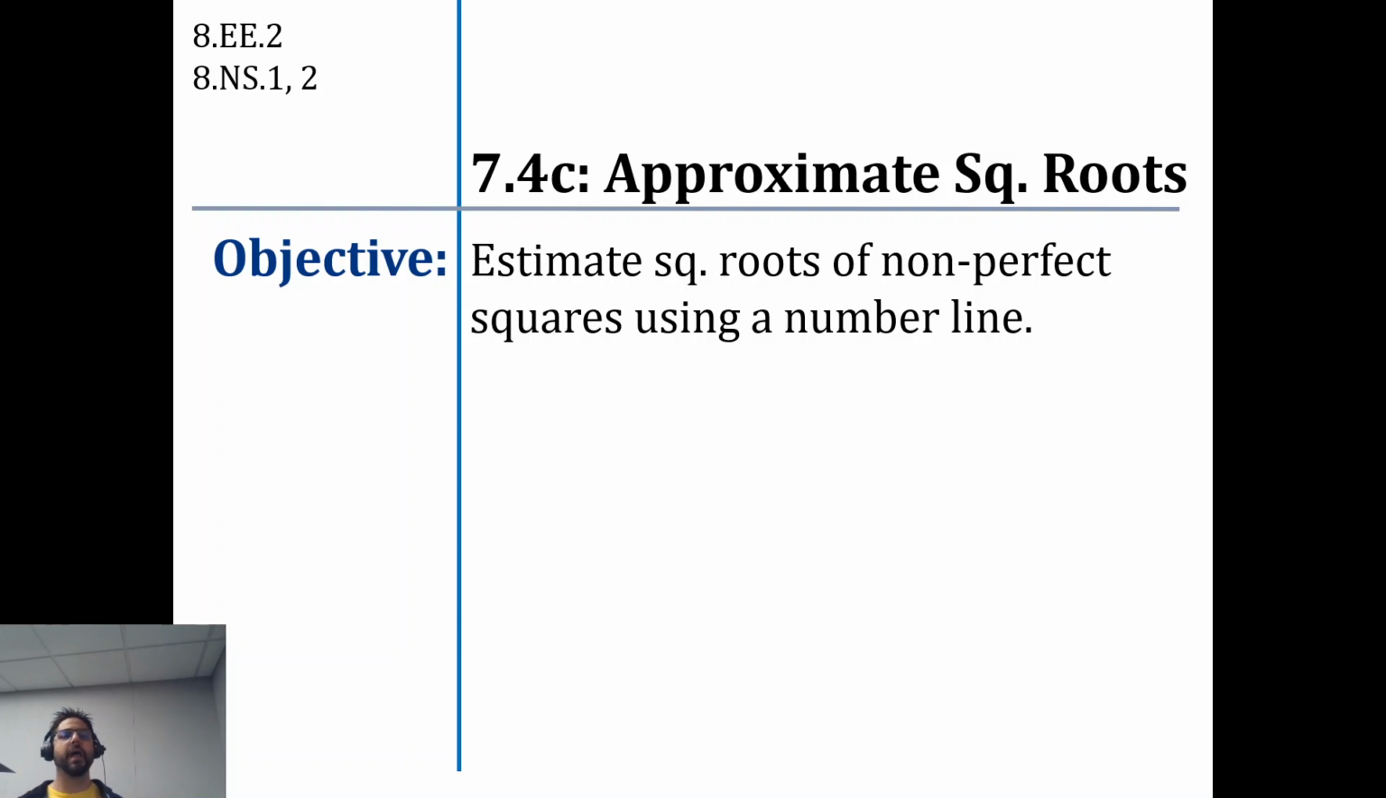Remember, we asked you to memorize some of your perfect square roots. Because if you know those perfect square roots, then that will help you estimate your square roots of non-perfect squares. So for example, we know the square root of 64, but we don't know the square root of 60. So using this strategy, specifically for a number line, you're going to be able to estimate it to a decimal with the nearest tens place. Way back in the day, we used to do it to the nearest hundredths place, but that's a little bit too challenging. So let's use it to the nearest tenths place.